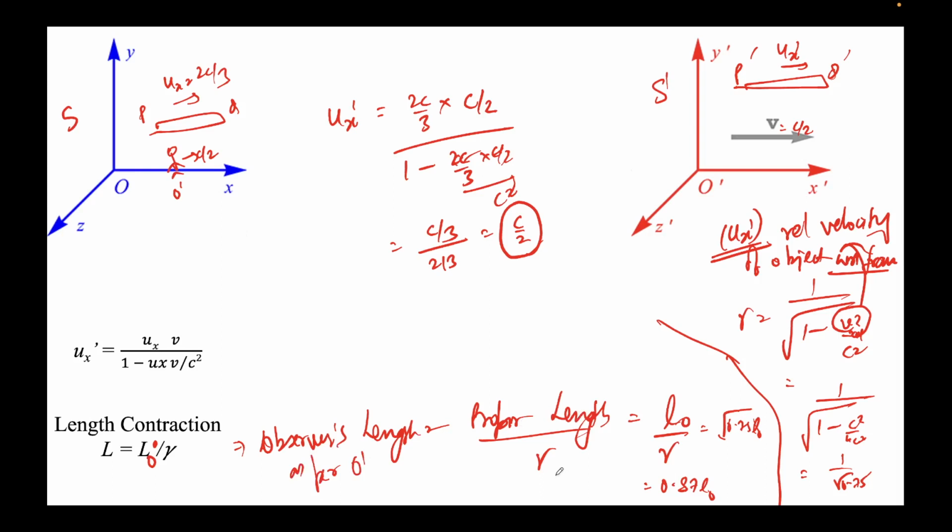So we find proper length by gamma. This means L naught by gamma. Gamma is the relative velocity of the object with respect to the observer. So what is our observer here? The observer is O prime. Note, with respect to O prime we need to find it.